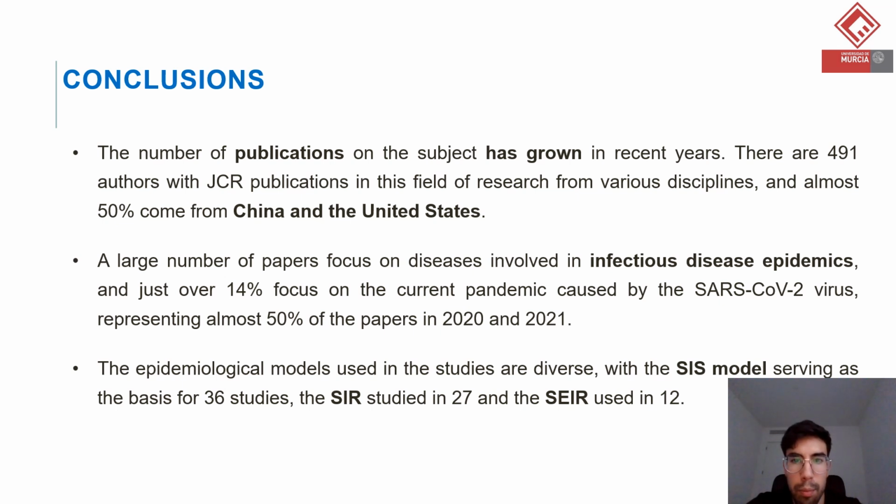The most cited papers are Sang et al., who performed a simulation of the spatial and temporal dynamics of the Zika virus, and Kraft in 2015, in which transmission dynamics in wild animals and livestock populations are studied. PLOS ONE stands out as the journal with the highest number of citations for this paper. The epidemiological models used in these studies are diverse, with the SIS model serving as the basis for 36 studies.